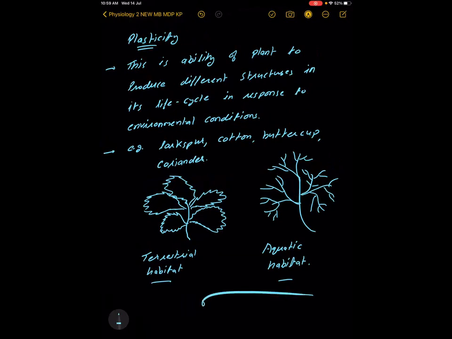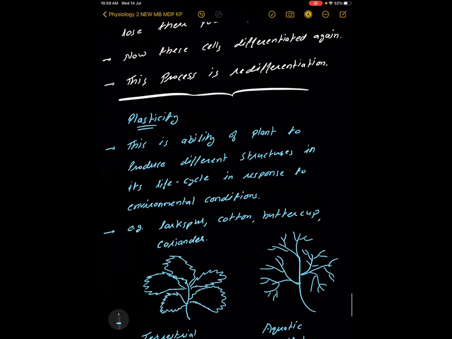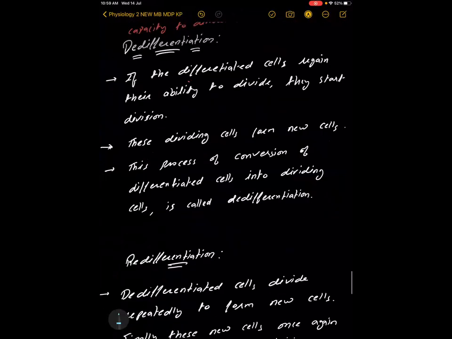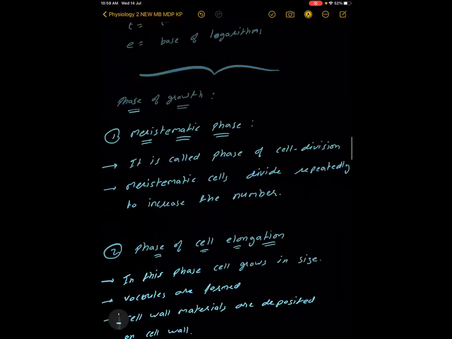Is it completed? Yeah. So this is completion of one part of growth. I will repeat all this portion.